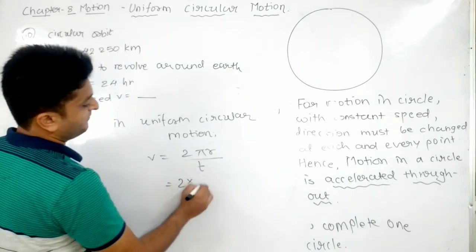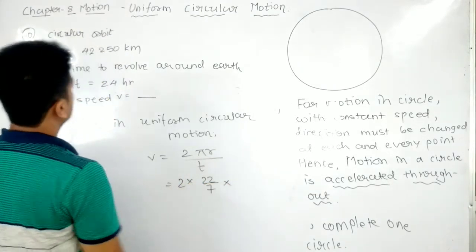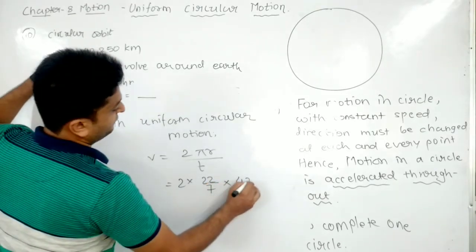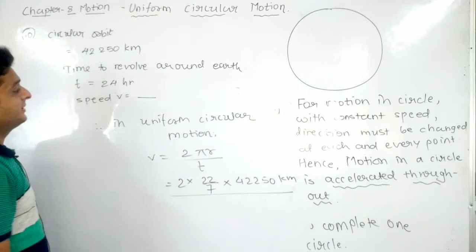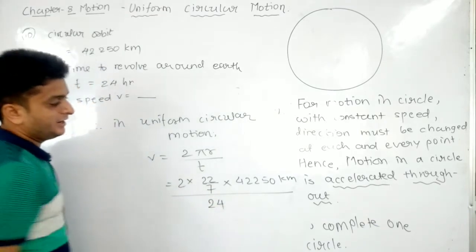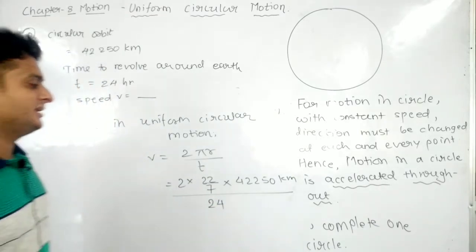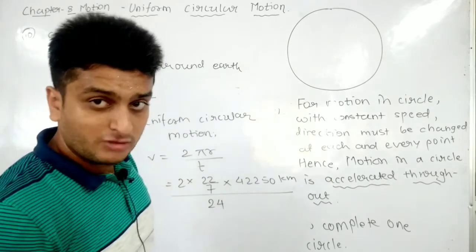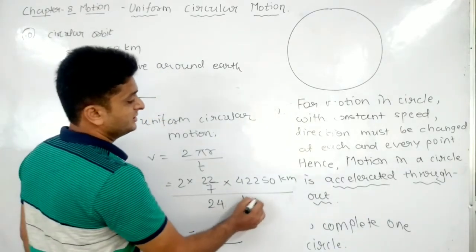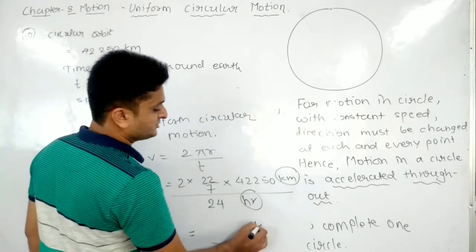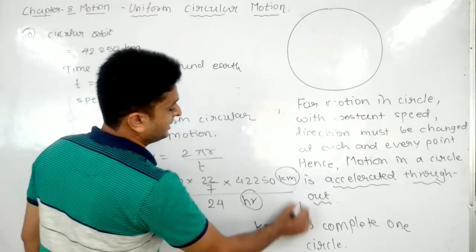Okay, that is 2 into the value of pi, which is 22 by 7, and the r value is given, which is 42250 kilometer. We will find this in kilometer per hour only, and the time is equal to 24. Right, now the rest of the thing you have to do. Okay, you have to solve it in fraction. And you will have to get the answer. What will be the unit? This is in kilometer, this is in hour, so your answer will also be in kilometer per hour.